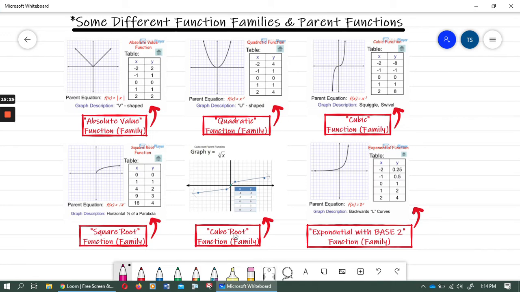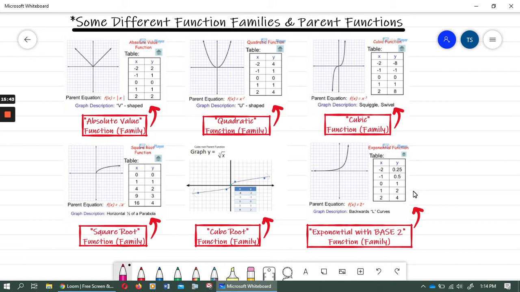Anyways, guys, you see the parent function there. You see the graph. There's a little table there. Hopefully, you can kind of see that. It's kind of small, but anyway. Next up on deck, we've got the exponential.